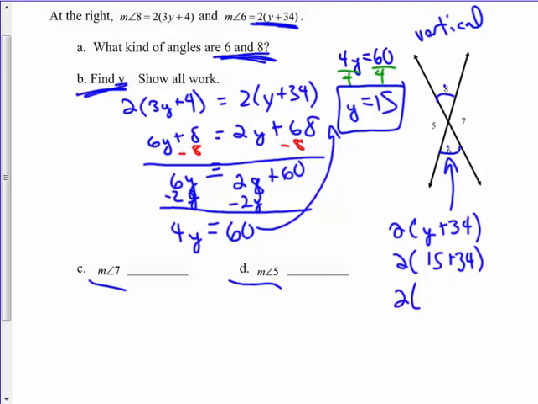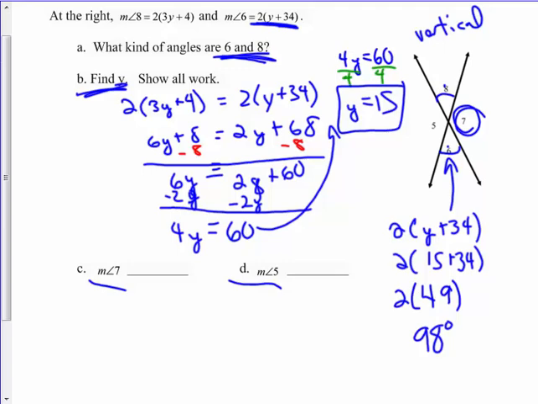So 15 plus 34 is 49. 49 times 2 is 98. So we have 98 degrees there. Now, I would argue that the picture doesn't exactly do us justice here, being a 98 degree angle, but if I look back at the math, nope, everything is correct. So it's just not a great picture here.